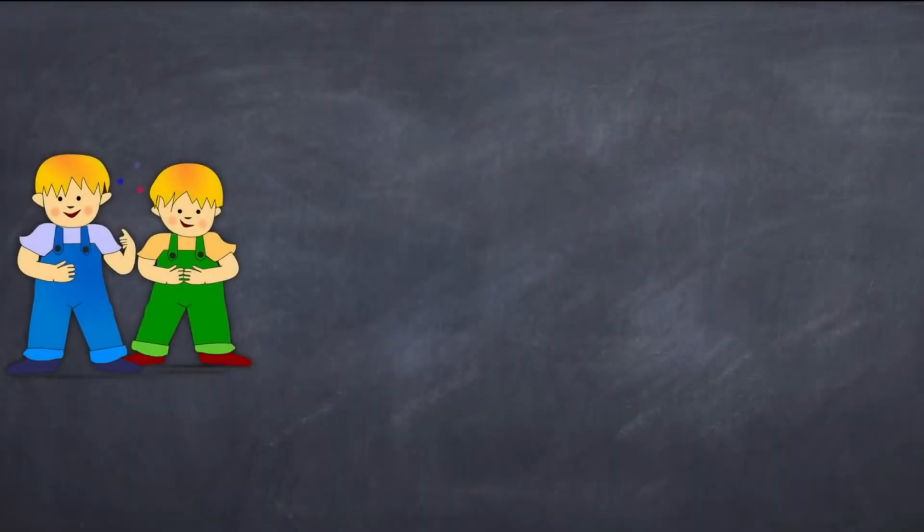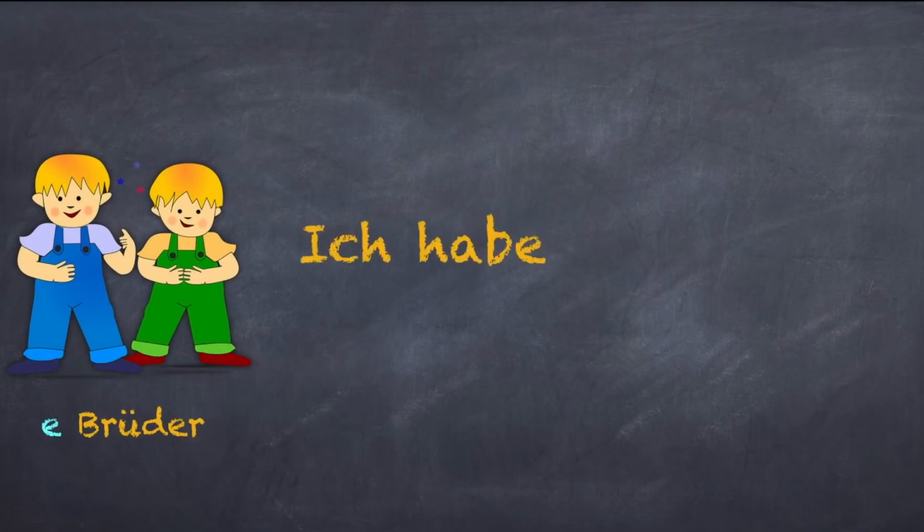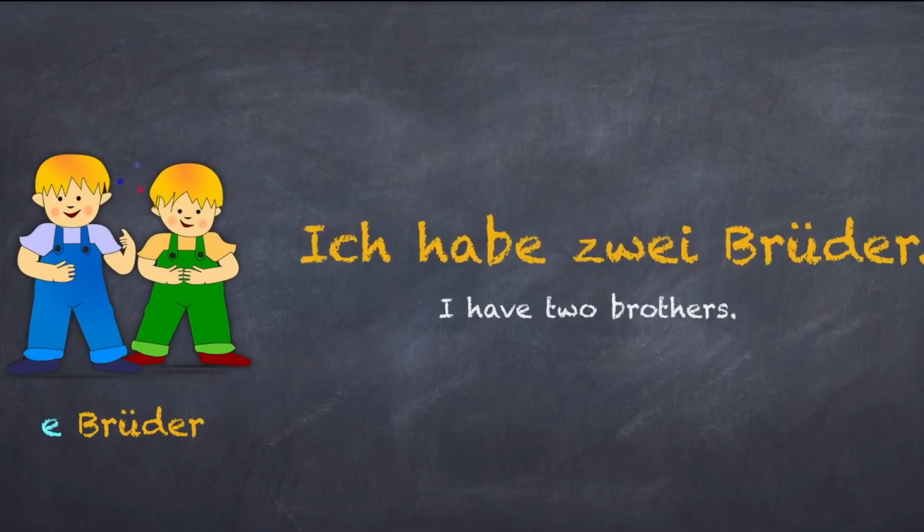Now let's see what happens when my accusative object is in plural. Ich habe zwei Brüder. My accusative object here is zwei Brüder. And since for plural we don't have an unbestimmte article, we don't use an unbestimmte article here, just like for nominative.